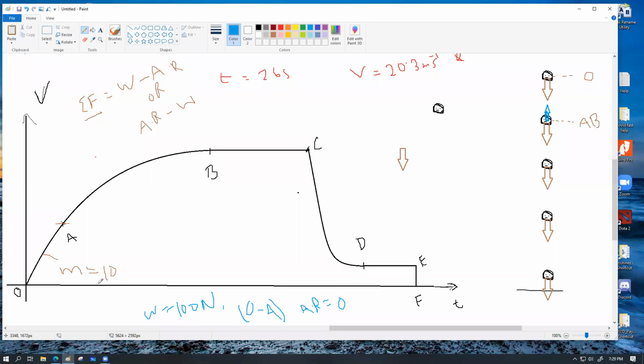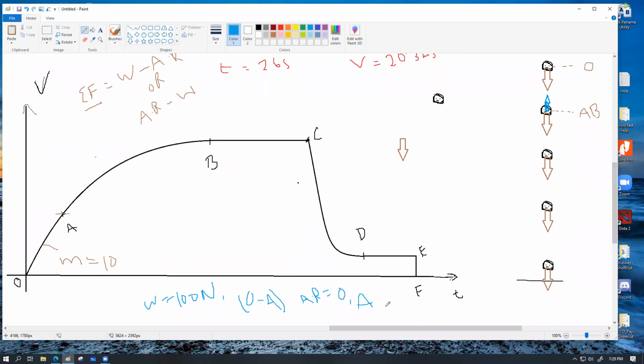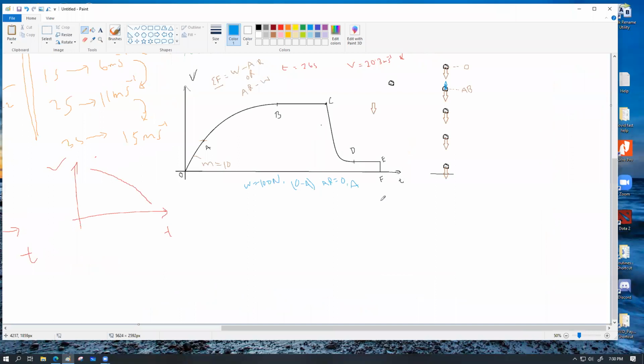From A, the air resistance starts to increase. So let's say from A to B, the resistance, as we go, I'm lacking structure. I might as well zoom it out.